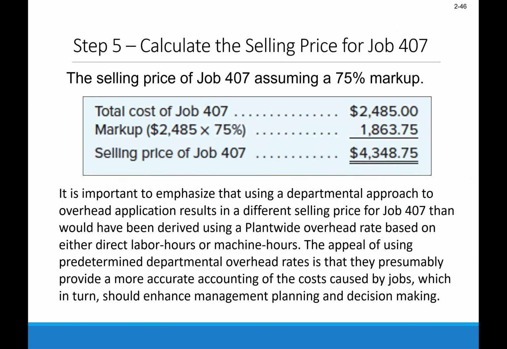Now, how do we calculate the selling price? If we know the cost and we know the markup is 75% added to the cost, then we'll show a markup of $1,863.75. So the selling price of this job is $4,348.75.